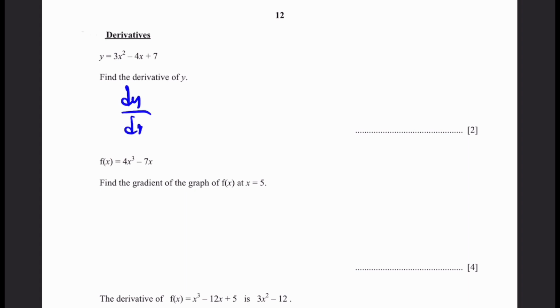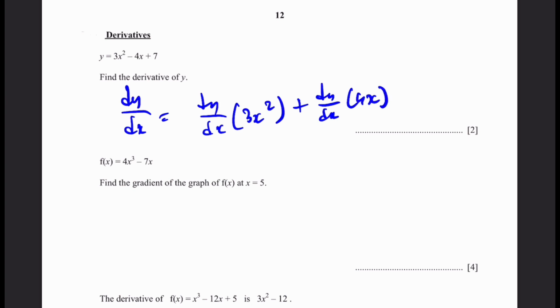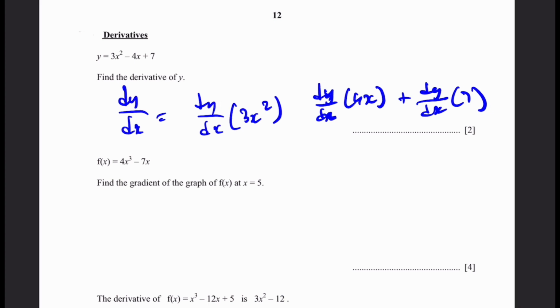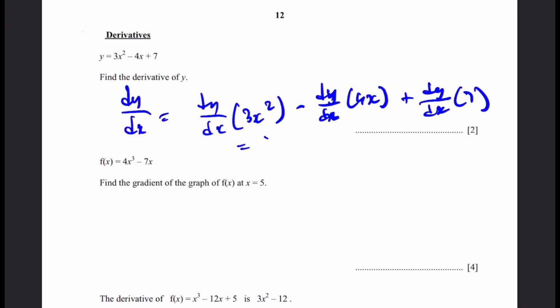So dy by dx is going to be equal to dy by dx of 3x squared plus dy by dx of 4x plus dy by dx of 7. Oh yeah, it's not plus 4x, it's minus 4x, sorry. But still, at the end we get 6x minus 4.